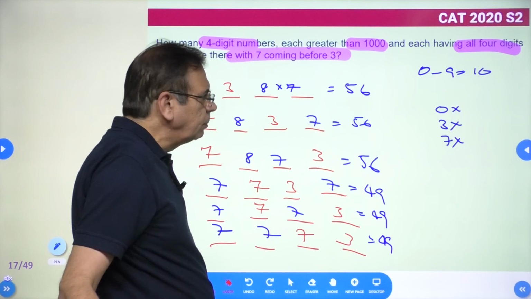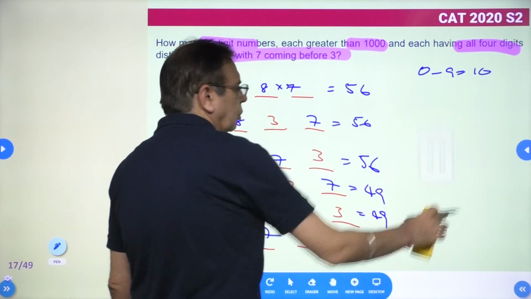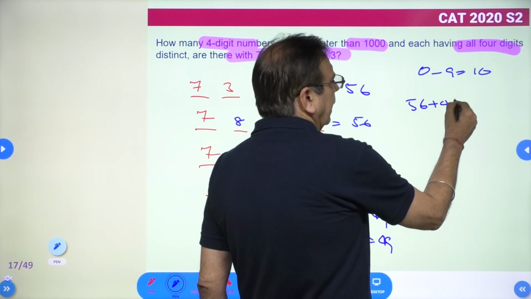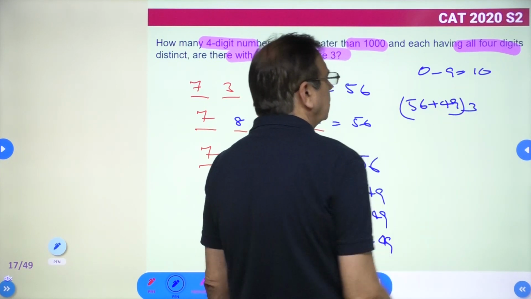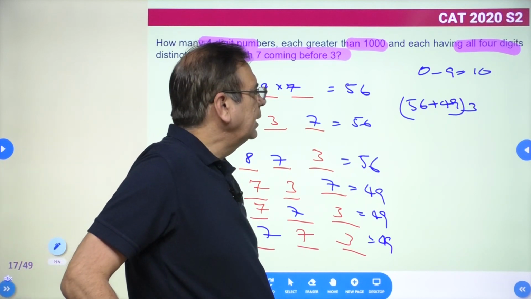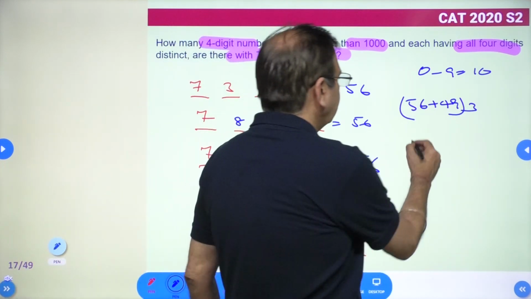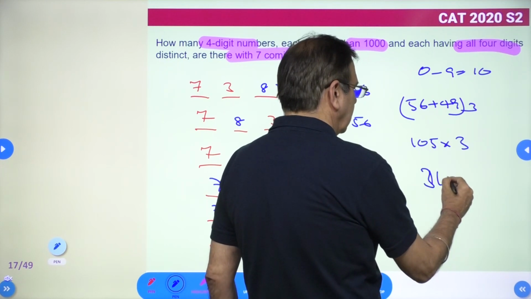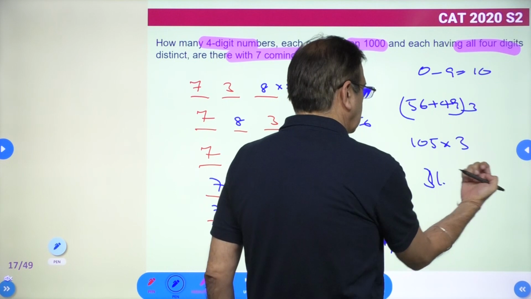So what does it become? 56 into 3 plus 49 into 3. All 56 plus 49 into 3. How much is 56 plus 49? 50 plus 40, 90, 99, 105. So 105 into 3, 315.